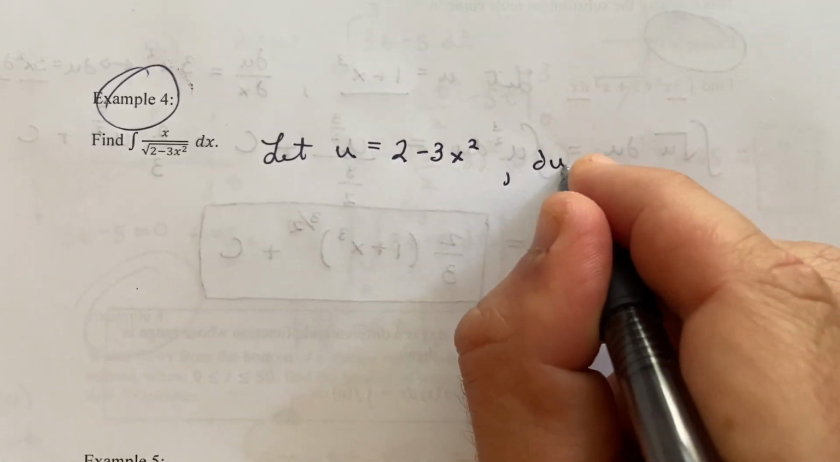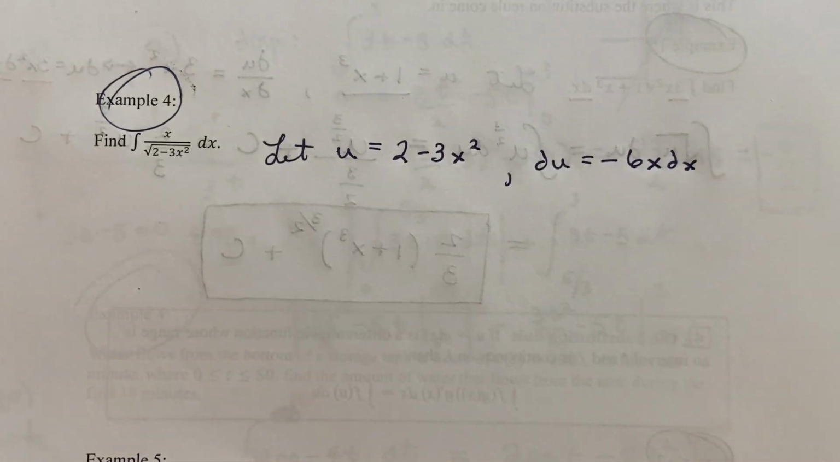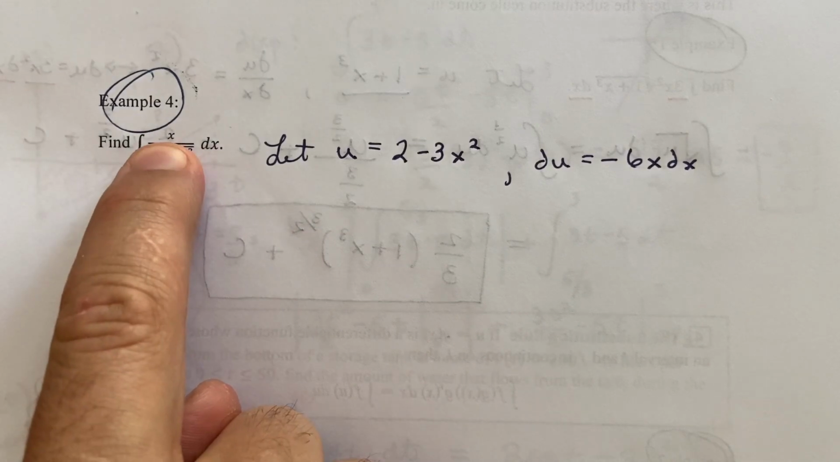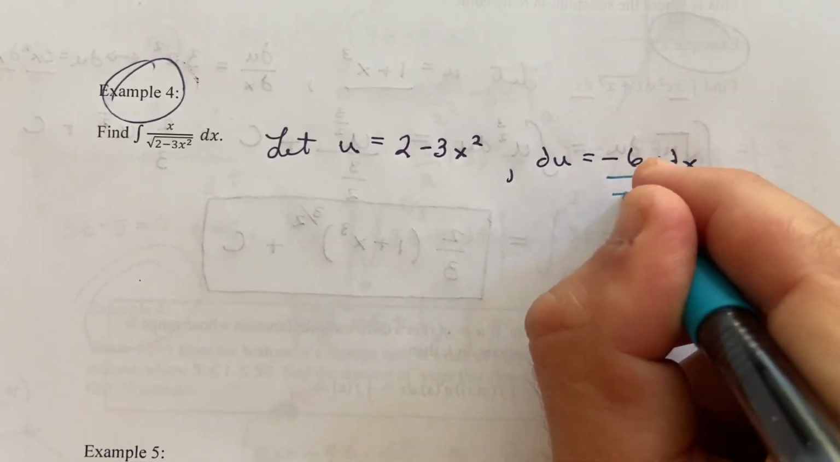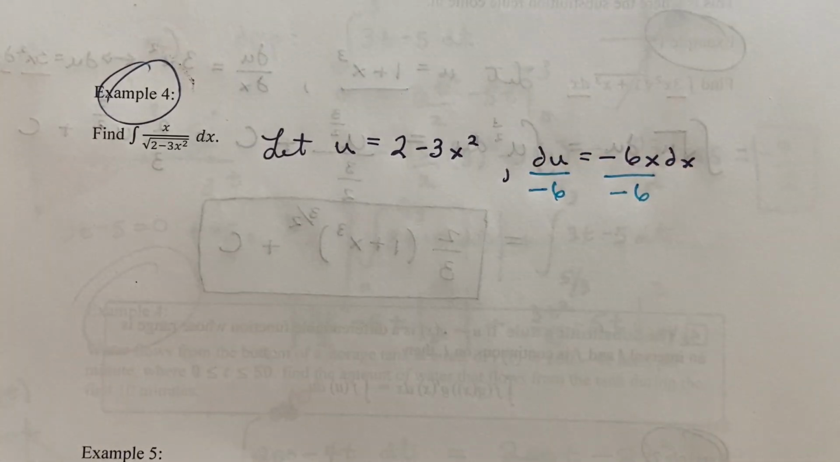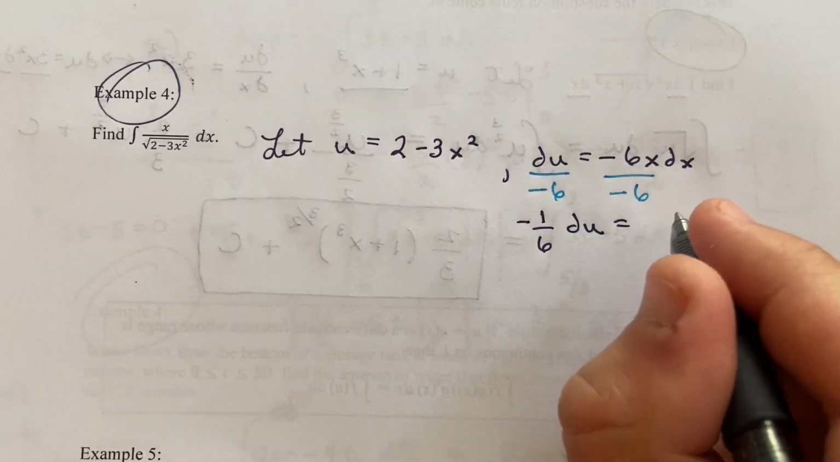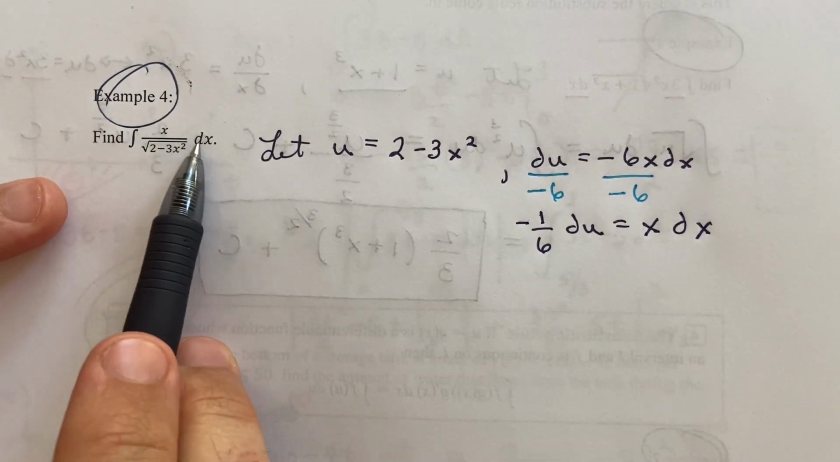Right, so du equals negative 6x dx, right? I'm taking the derivative with respect to x, but then also just multiplying over by dx. So what I see is I have a negative 6x dx, but I just have an x over here. So I need to solve for x dx. So I'll divide by negative 6. So in other words, negative 1/6 du will substitute in for x dx. So x dx is right here.